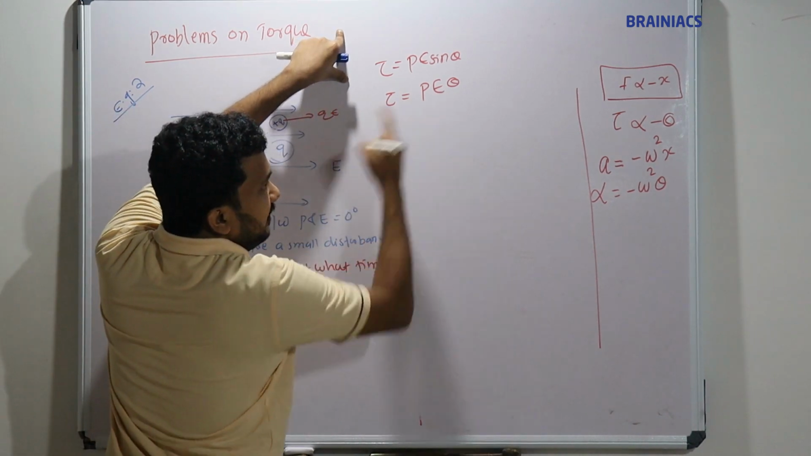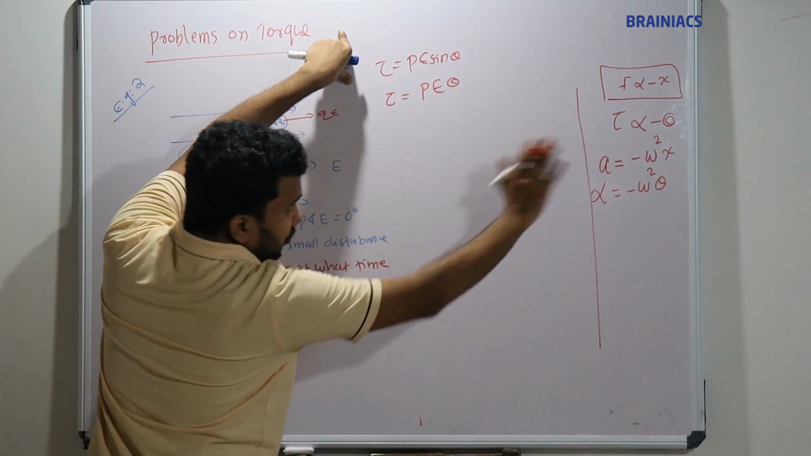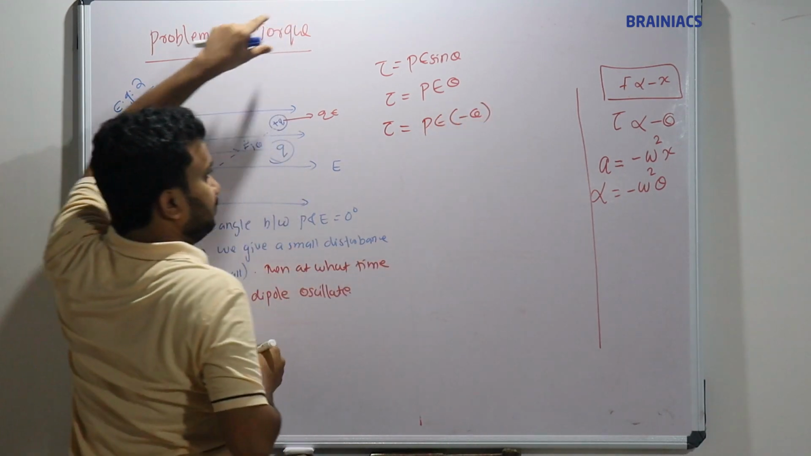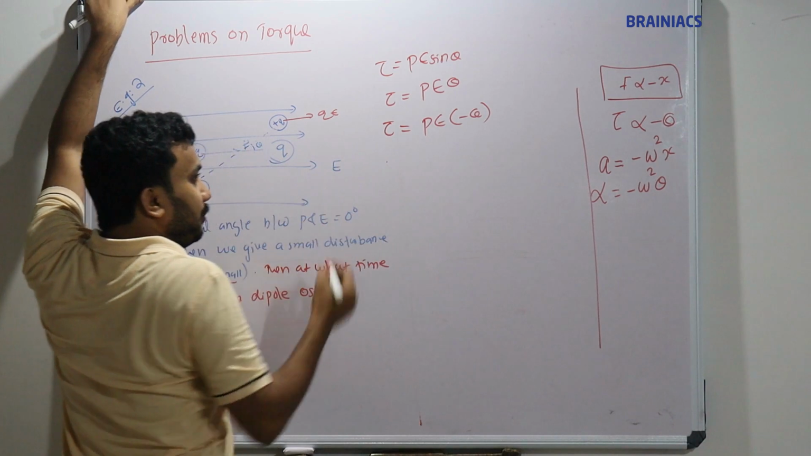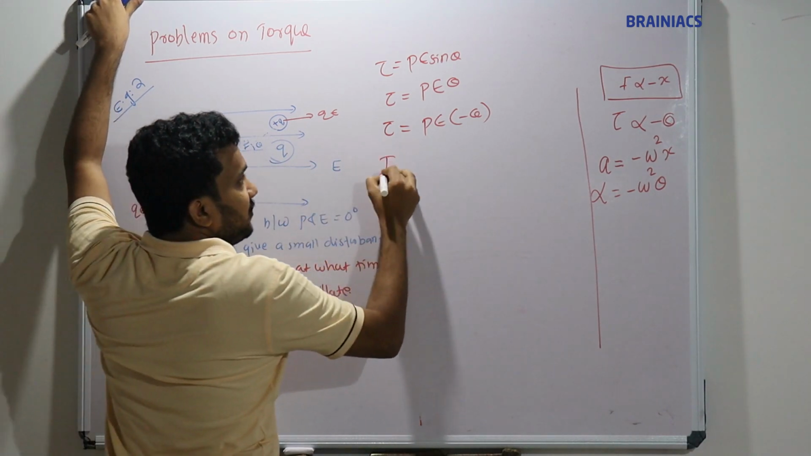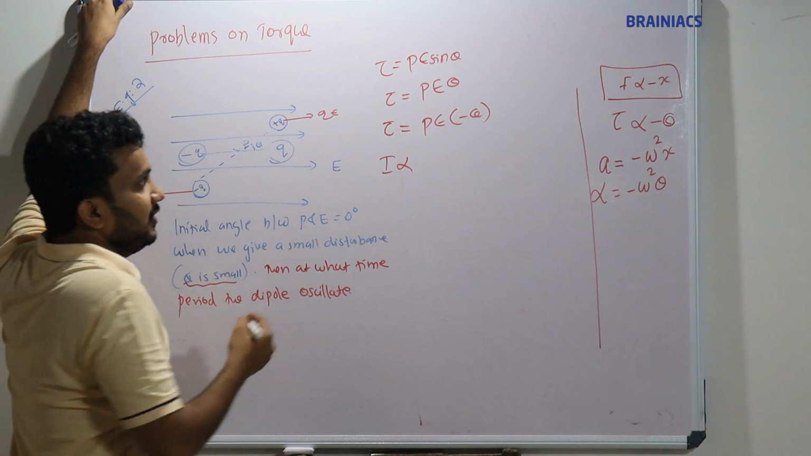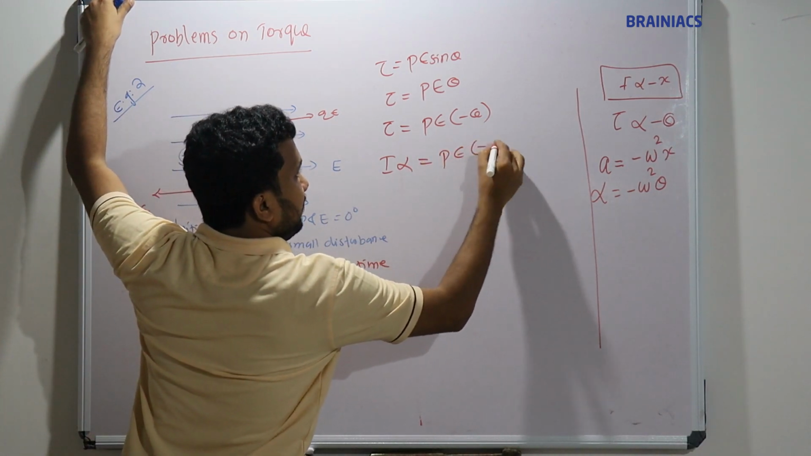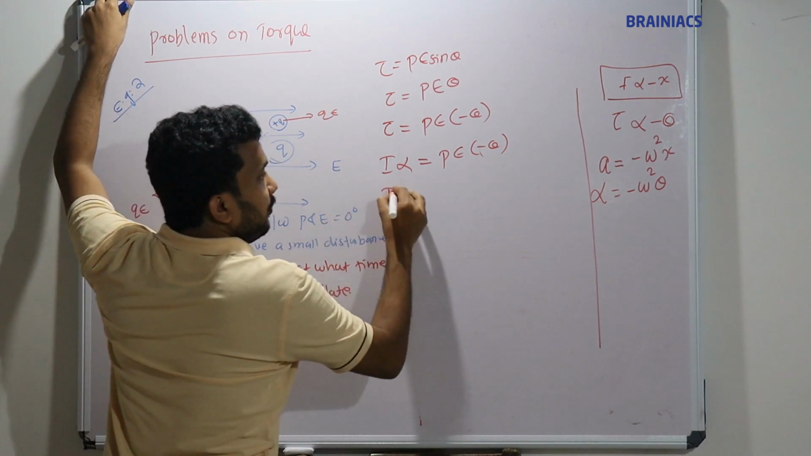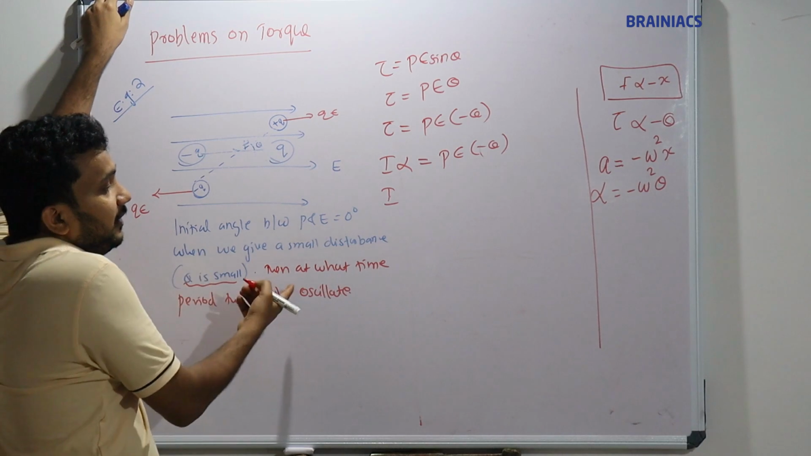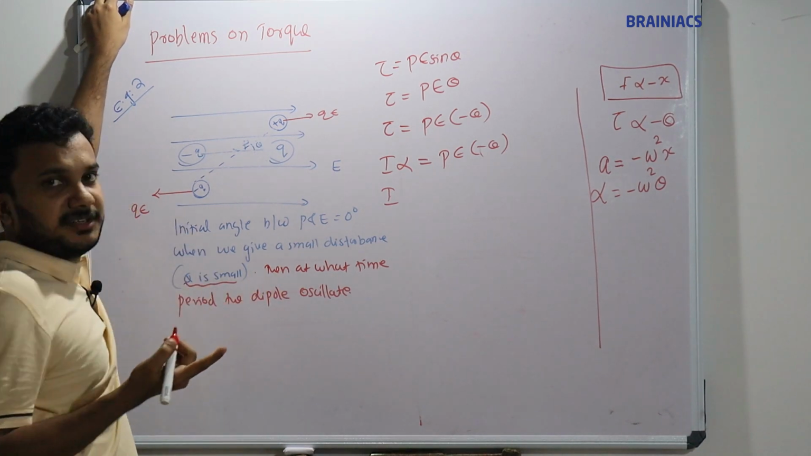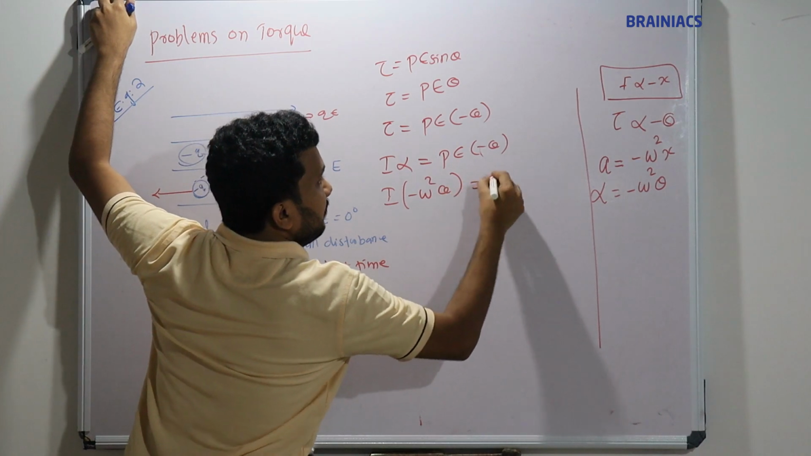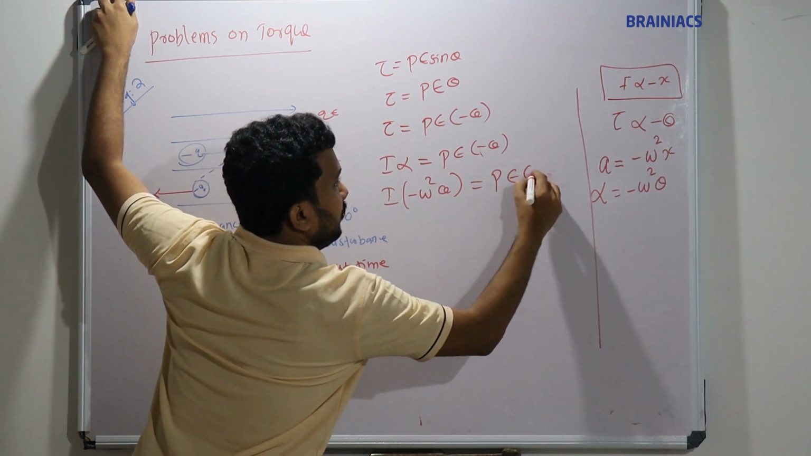So torque is equal to PE theta. In case of oscillation, torque is proportional to minus theta, just as force is proportional to minus x. So torque will be equal to PE into minus theta. As it is an oscillation, I can equate torque with I alpha, which is equal to PE into minus theta. Because we need to get the time period, once we get omega, omega is equal to 2 pi divided by T. Alpha is minus omega square theta, which is equal to PE into minus theta.